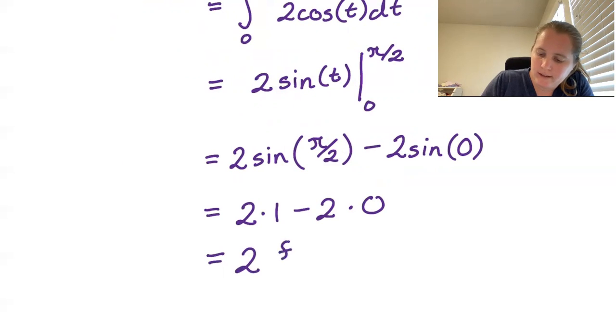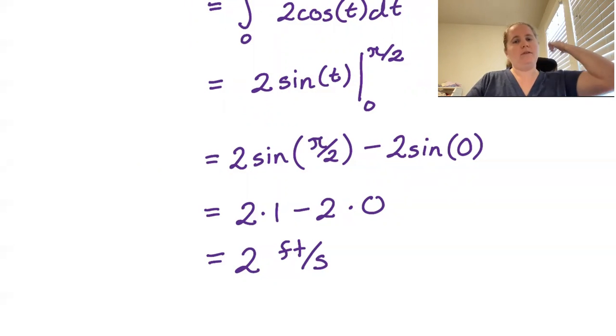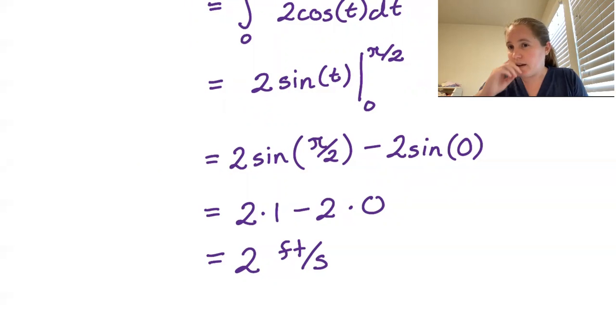And then this is velocity, so it'll be 2 feet per second. So essentially, the change in velocity is 2 feet per second. The initial velocity and final velocity, we don't know precisely due to the constant when we integrate, but we do know at least the difference between them. So this is using the definite integral and motion.